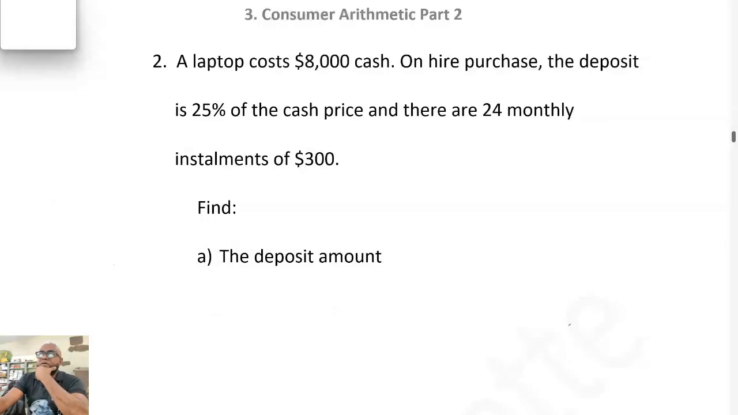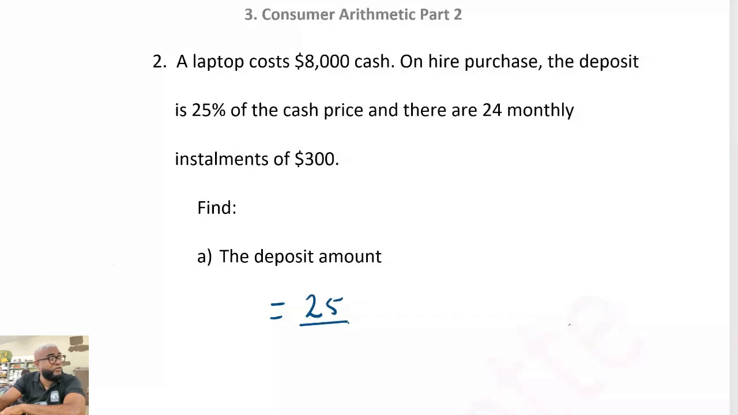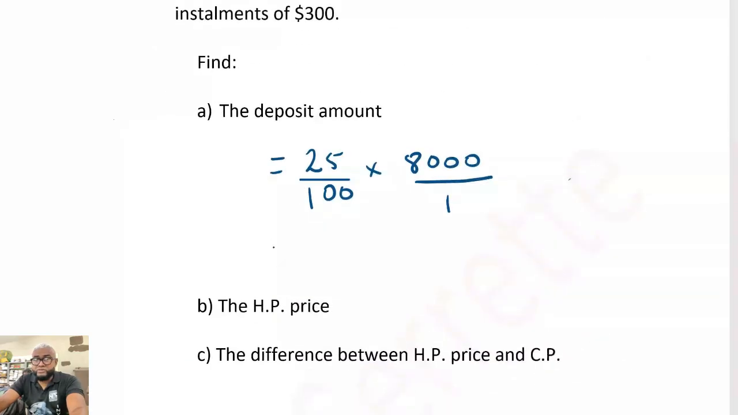Right. So a laptop costs 8,000 cash. On hire purchase, the deposit is 25% of the cash price, right? So deposit is equal to 25%. If it's 25%, it will be 25 over 100 multiplied by 8,000 over 1. So this will tell me how much they are paying down. 2,000 flat, right? Everybody should have this here.